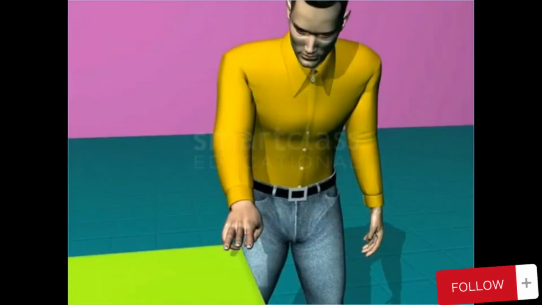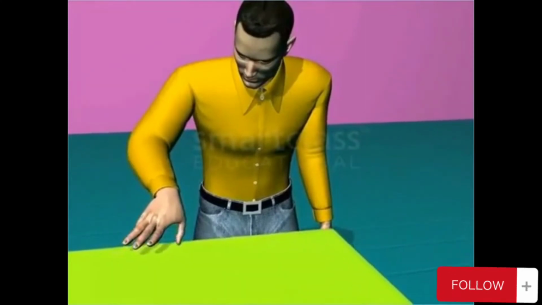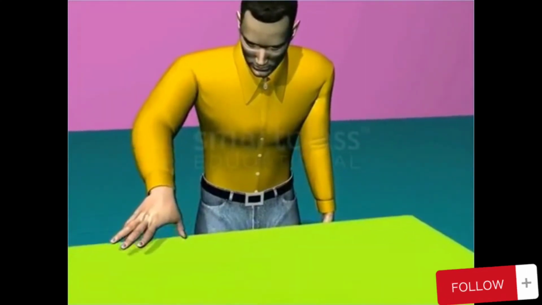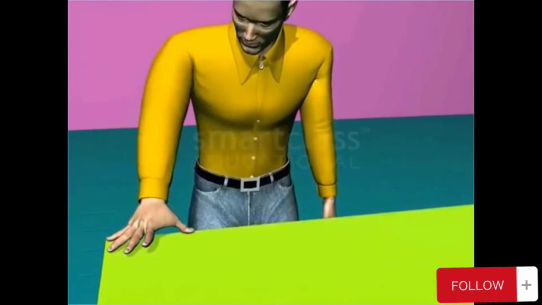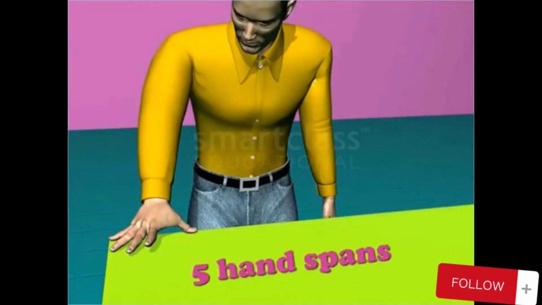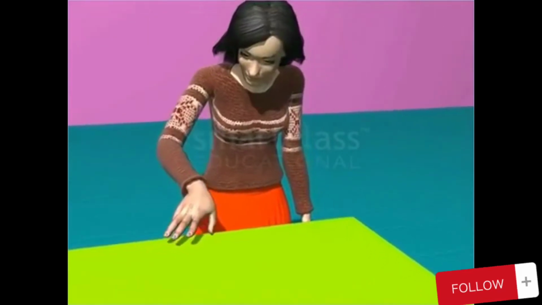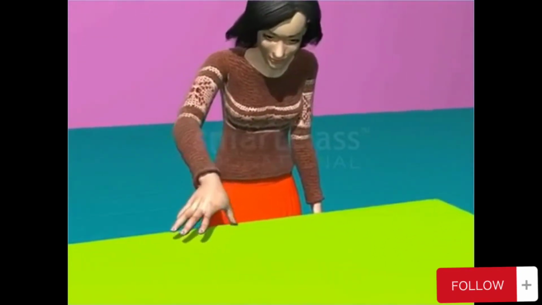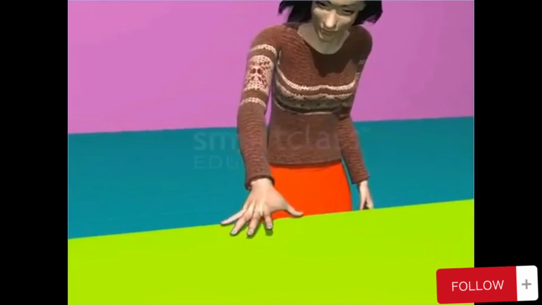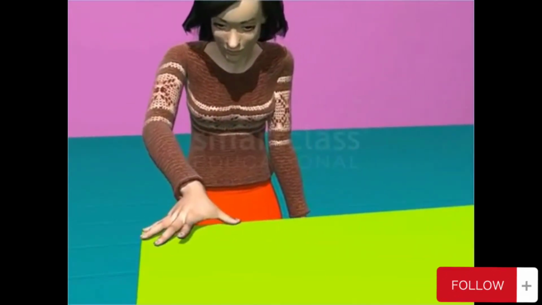Ravi tries to measure its length using his handspan. He tells us that the length of the table is 5 handspans. Now, Sita measures its length using her handspan. She tells us that the length of the table is 7 handspans.